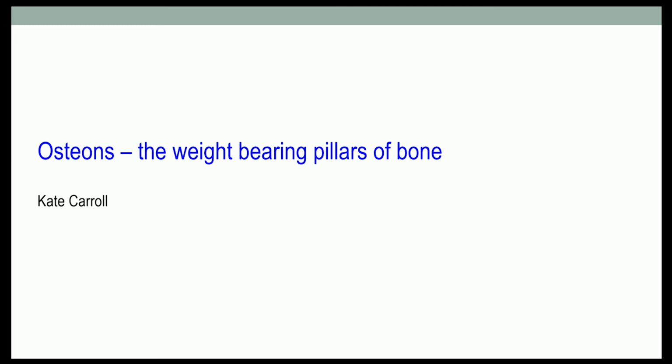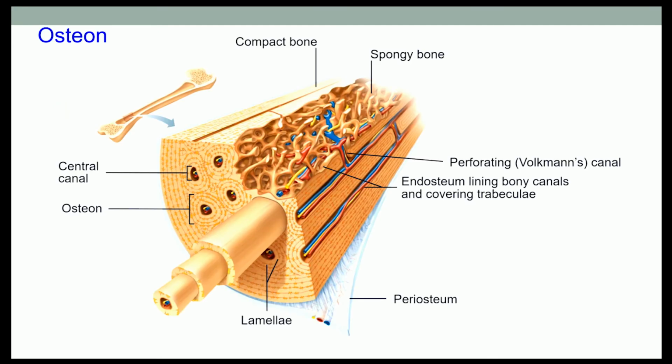Hi everyone, in this video we are going to have a look at some of the properties of compact bone, and in particular we're going to have a look at the repeating functional unit of bone called osteons. Now essentially the osteons are the weight bearing pillars of bone, so they're able to bear weight. They also are sites in which we have blood vessels and nerves running through. So let's have a look at the structure of an osteon.